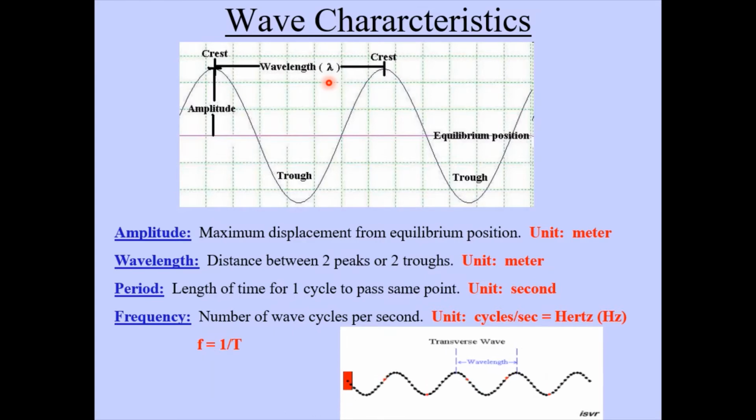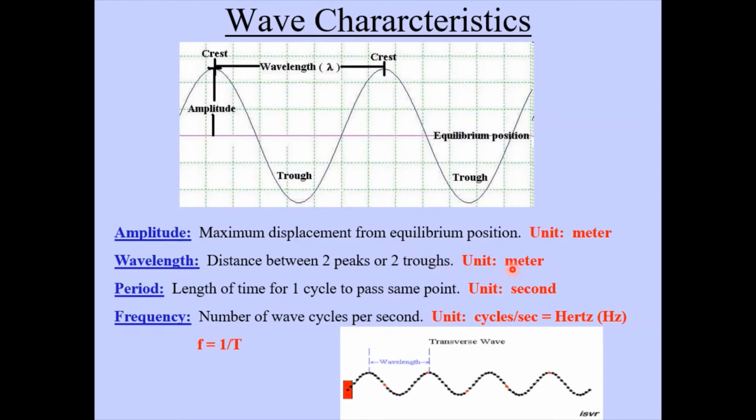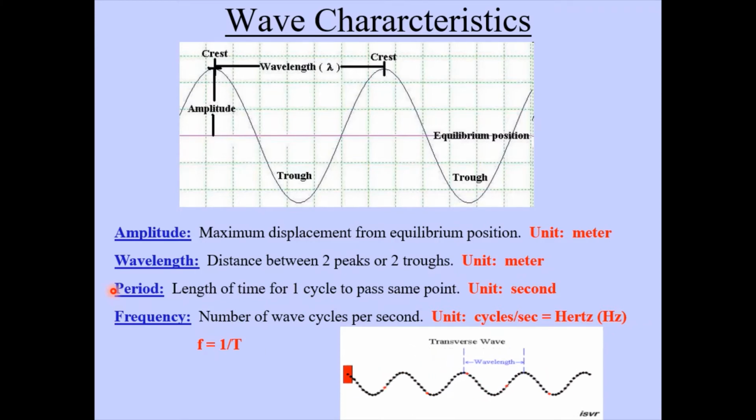This is the Greek lowercase lambda symbol, and wavelength is a distance, so it is measured in meters. The period of a wave is the length of time for one cycle to pass the same point.